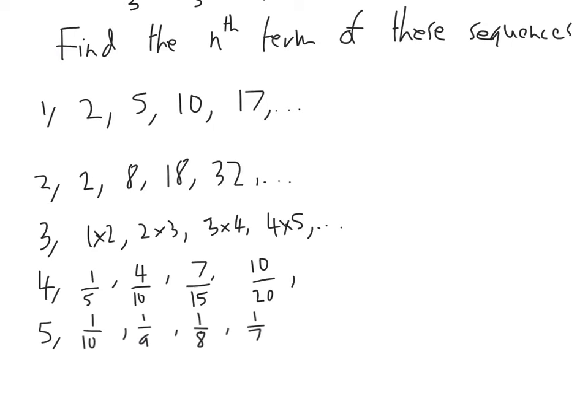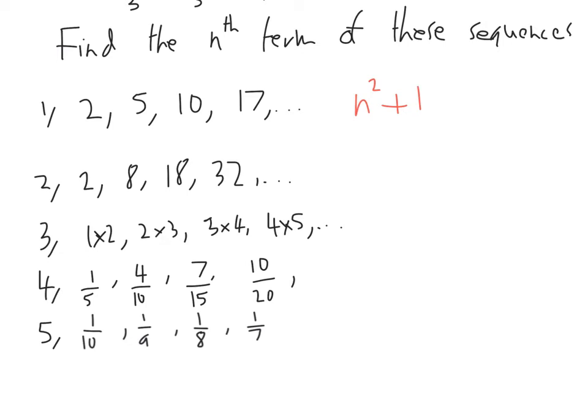So the first one, it's not going up in equal steps, it's not linear, because it goes up by 3, then 5, then 7, but I can spot that they are 1 more than the square numbers. So if the square numbers are called n squared, they are 1 more than that: n squared plus 1.